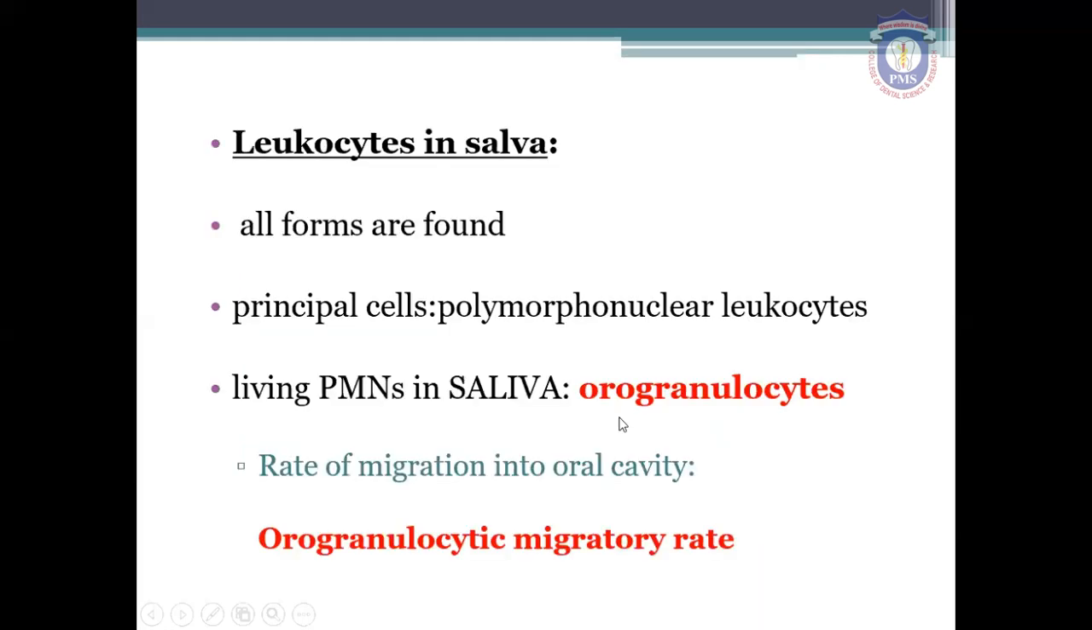Now, the leukocytes in saliva contain all forms of the WBC. The principal cell is the same as in the GCF, that is polymorphonuclear leukocytes. The leading PMNs in saliva are known as orogranulocytes. The rate of migration of these orogranulocytes into the oral cavity is known as orogranulocytic migratory rate.